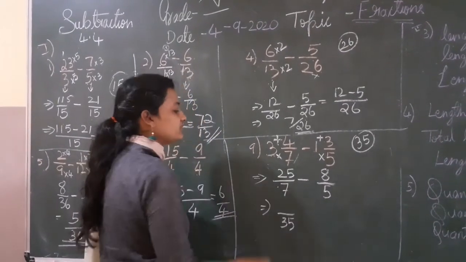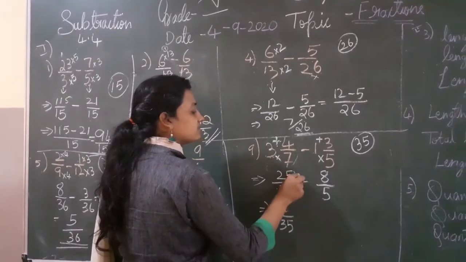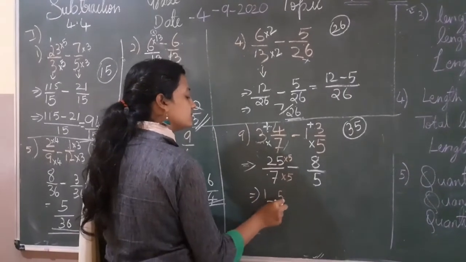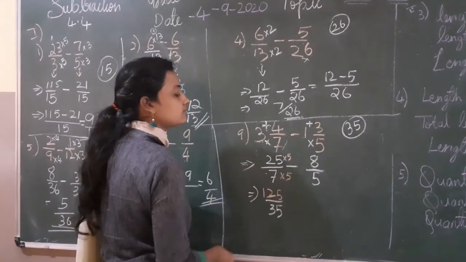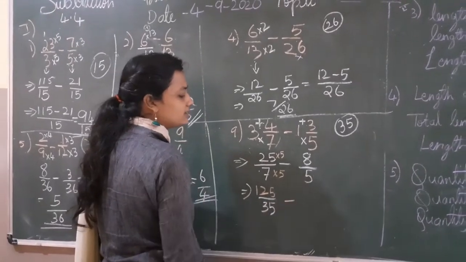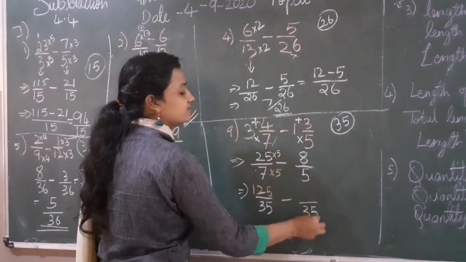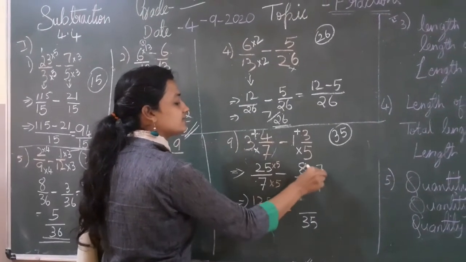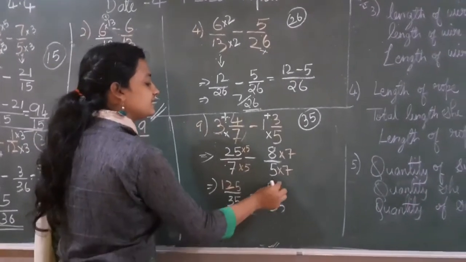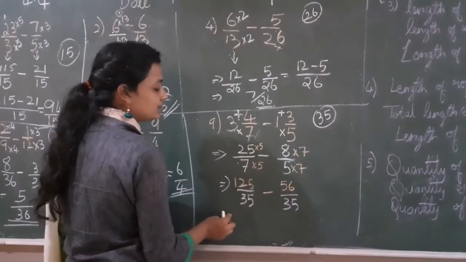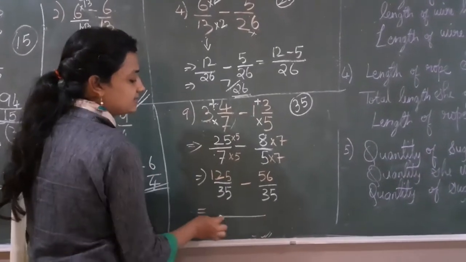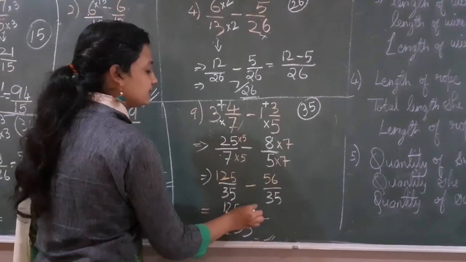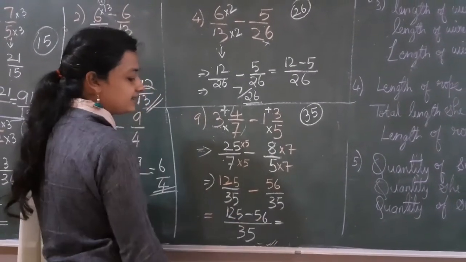I should multiply 7 with what? 7 with 5. So I multiply 25 also with 5. What is the answer I get? 125. Now what should I multiply with 5 to get 35? I should multiply with 7. So I multiply 8 also with 7. What is the answer I get? 56. So now they are like fractions. I can subtract them easily. 35 in the denominator, 125 minus 56. What is the answer I get?